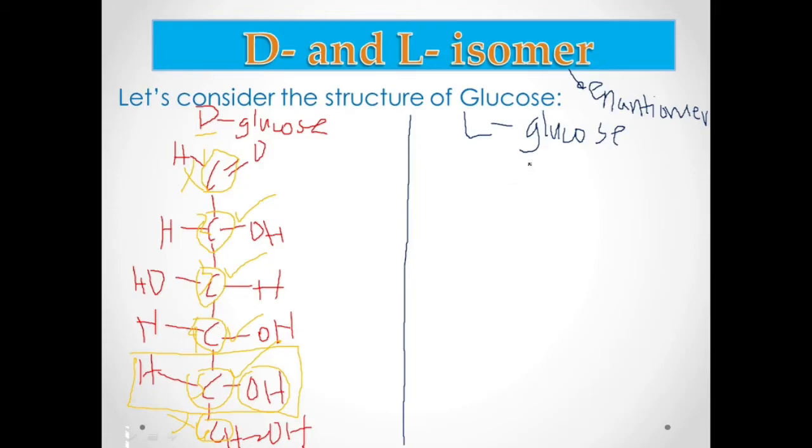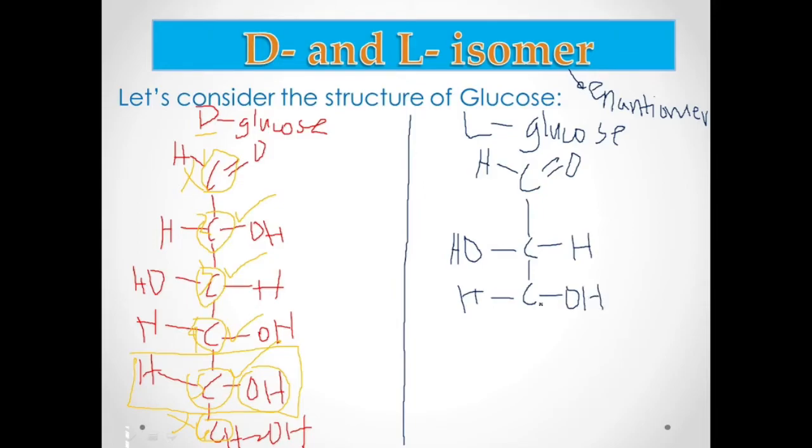So how do you draw the structure of an L-glucose? Carbon number 1 will stay as is because that is not chiral. Carbon number 2 is chiral, so they will mirror each other. You find the OH, since it is on the right, then you will place it on the left, and the H there. Carbon number 3 is also a chiral carbon. You will find the H there and you will draw the OH there. Carbon number 4 is also chiral. Therefore, you can draw the OH there and the H here.